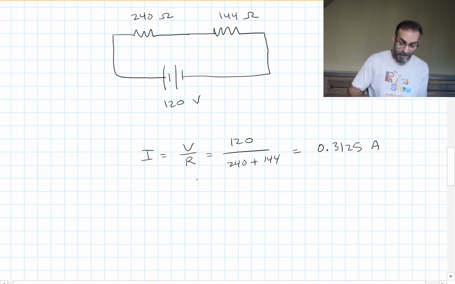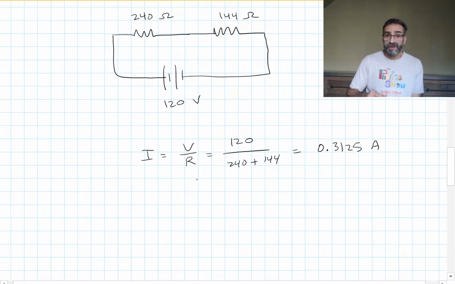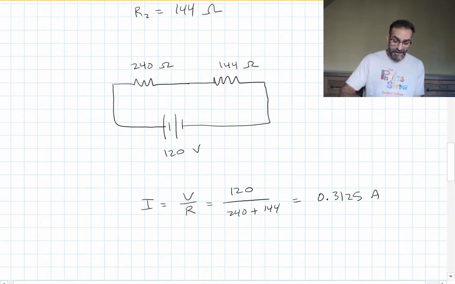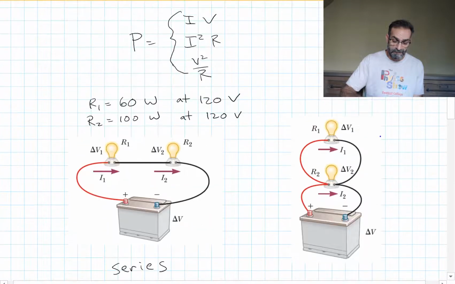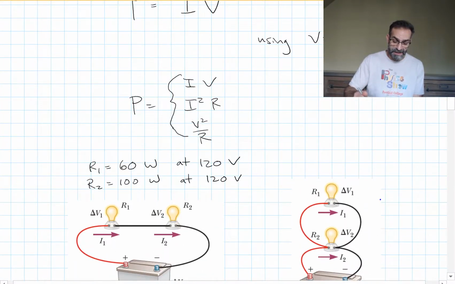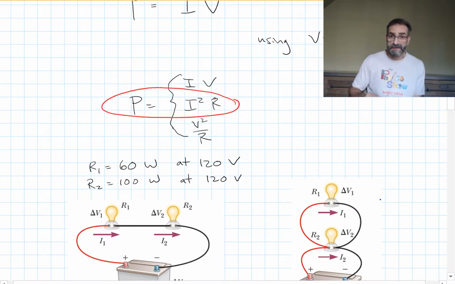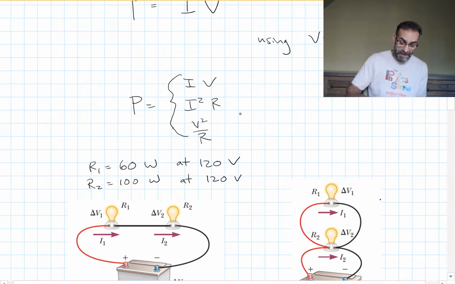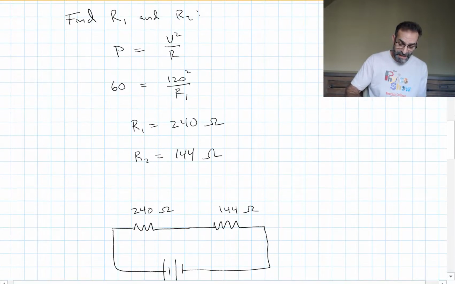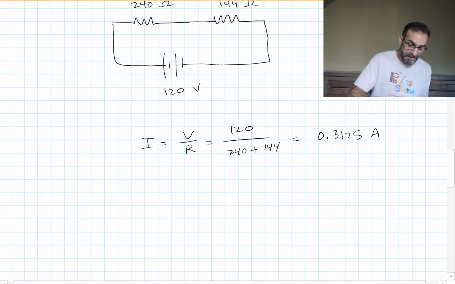So how much power are we going to get from each one? Let's take a look at our equations for power again. They both have the same current. We want to know which one's going to be brighter, which one's going to dissipate more energy. The one with the bigger resistor is going to have more power output because they both have the same current flowing through them. So we can use I squared R to see how much power each one dissipates when they're hooked up in series.